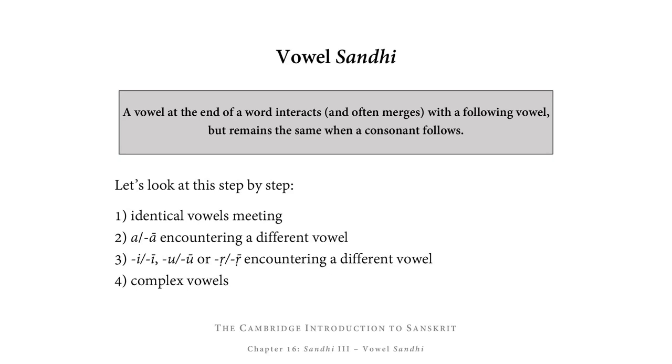The rules for external vowel sandhi can be summed up as follows. A vowel at the end of a word interacts and often merges with the following vowel, but remains the same when a consonant follows. Let's look at this rule step by step. Let's begin by looking at identical vowels meeting, then a or ā encountering a different vowel, then the other simple vowels, namely i, u, ṛ, encountering a different vowel, and finally complex vowels.